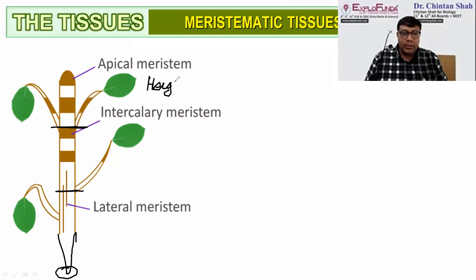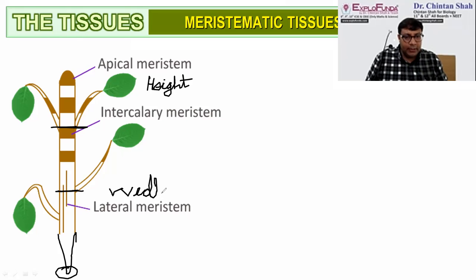Am I okay with the spelling of height? Height. And lateral meristematic tissue will increase the width of the plant. Width, and you can say diameter also, that's the same thing. So the width or diameter of the plant may increase because of this lateral meristematic tissue.